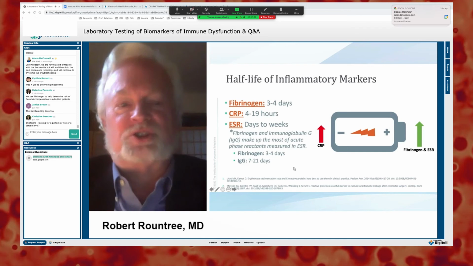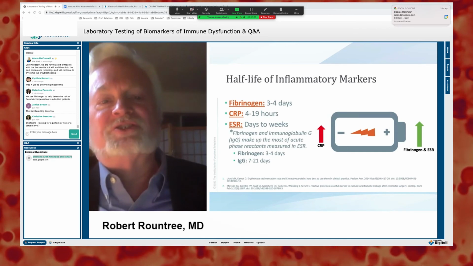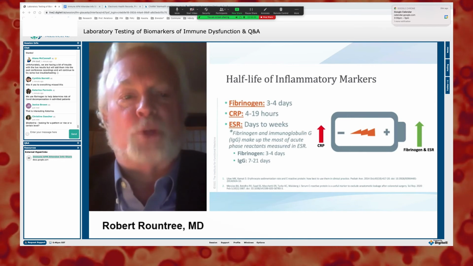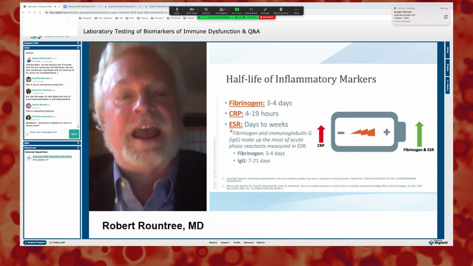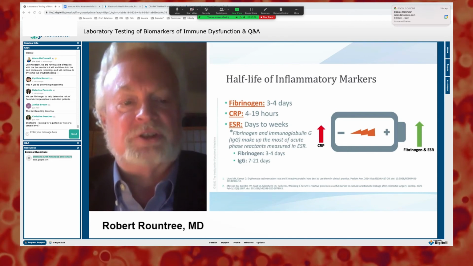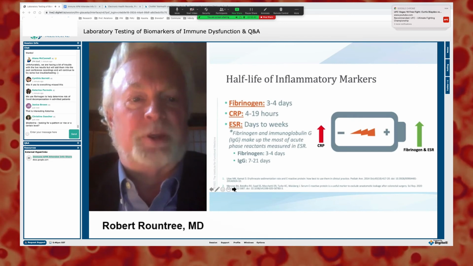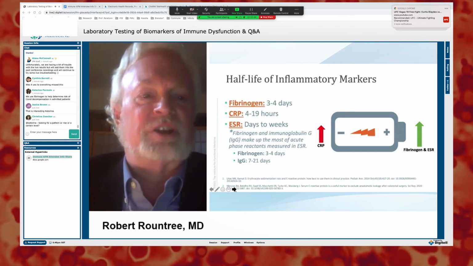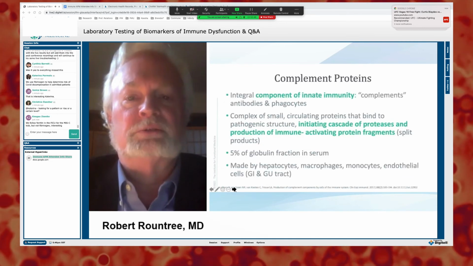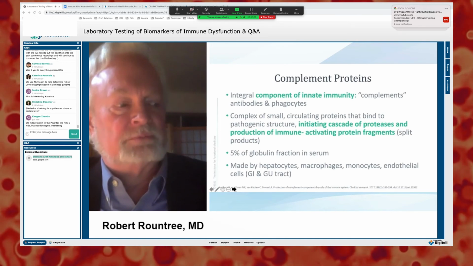I've already mentioned this, but just to remind you, half-life of fibrinogen is days, half-life of CRP is hours, half-life of sed rate is days to weeks. So we have fast markers and slow markers. The CRP goes up quickly, fibrinogen and sed rate go up slowly. Let's talk a little bit about complement.